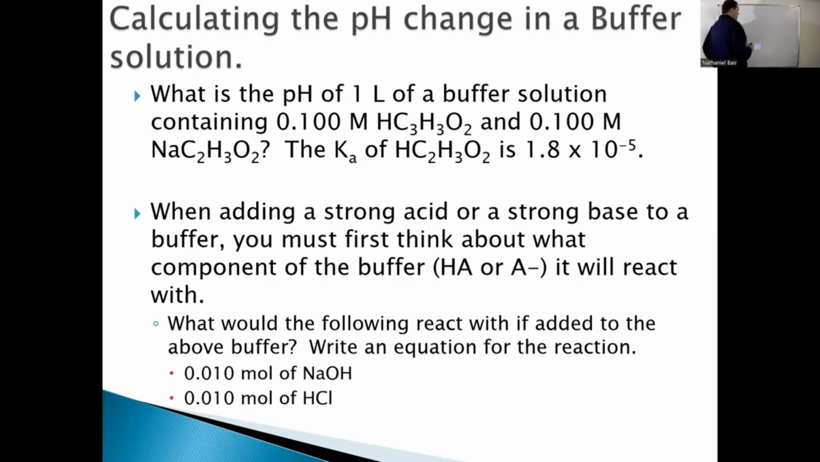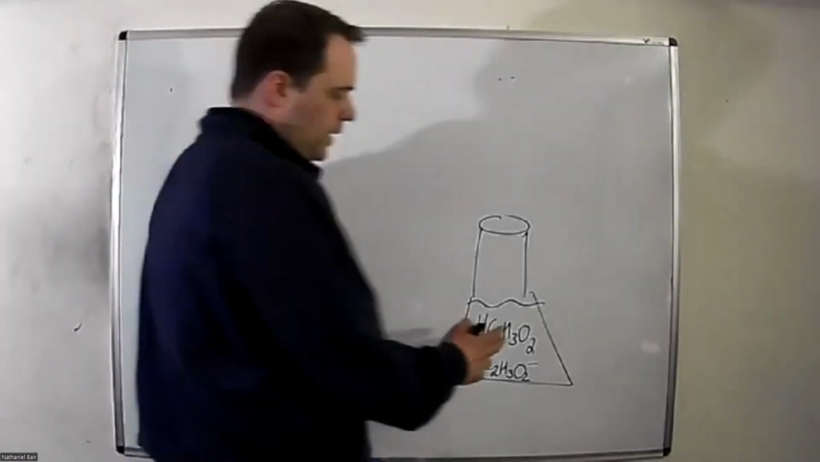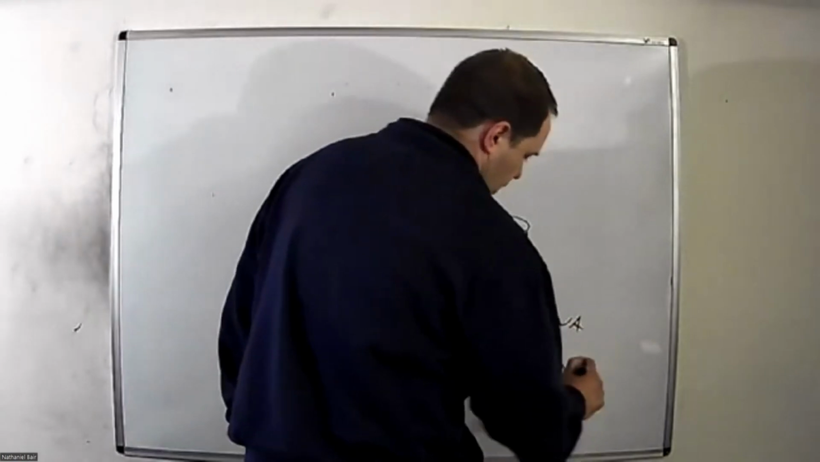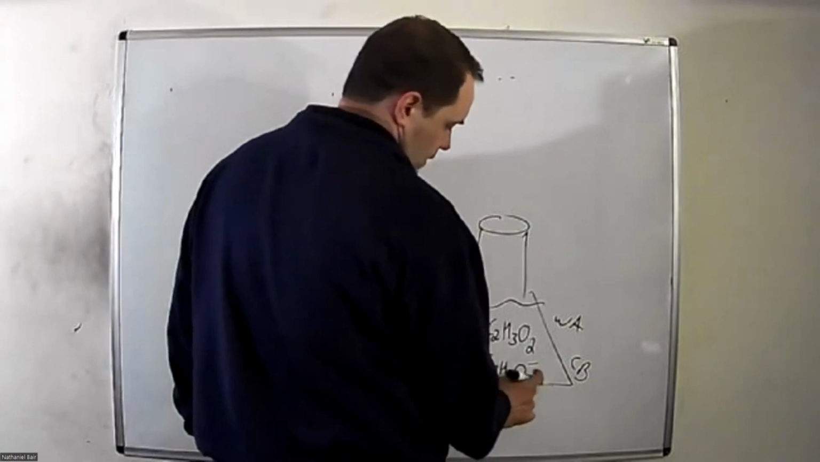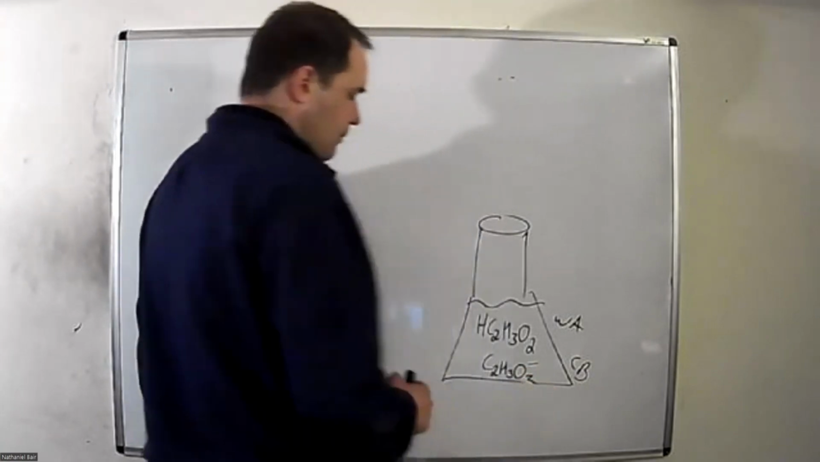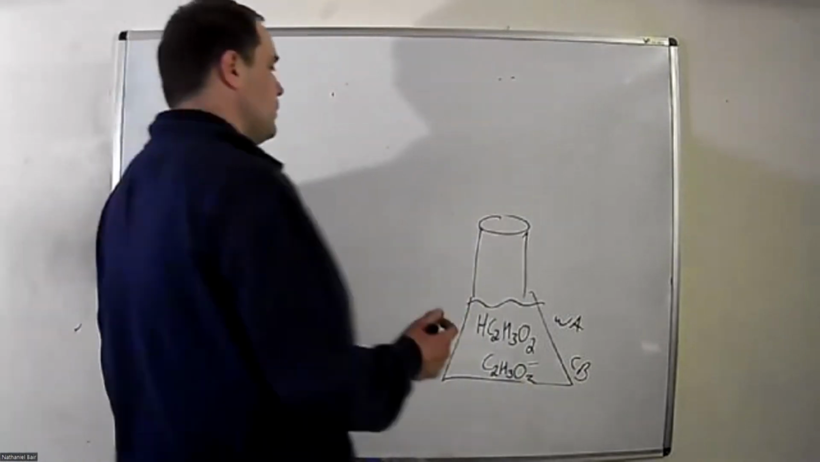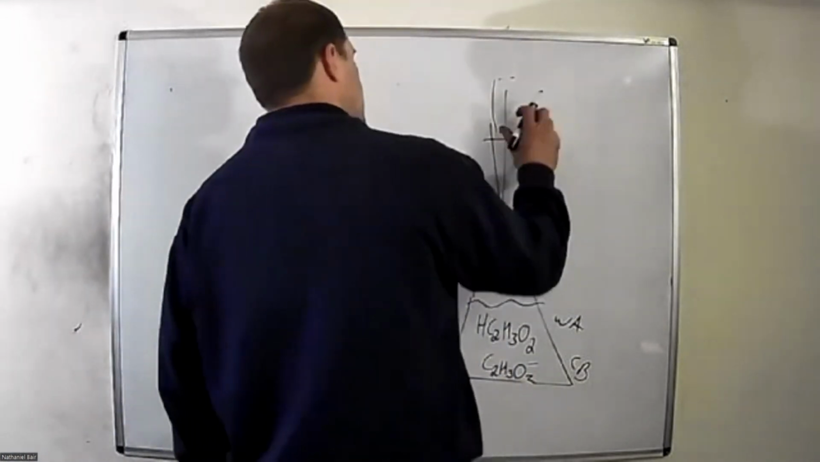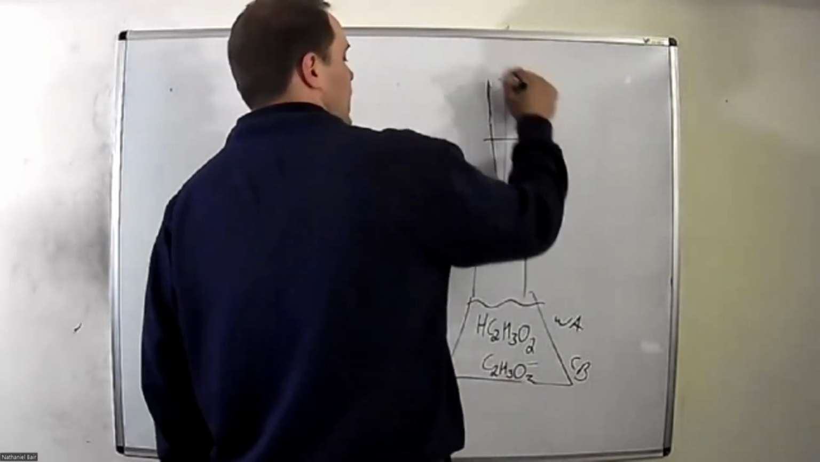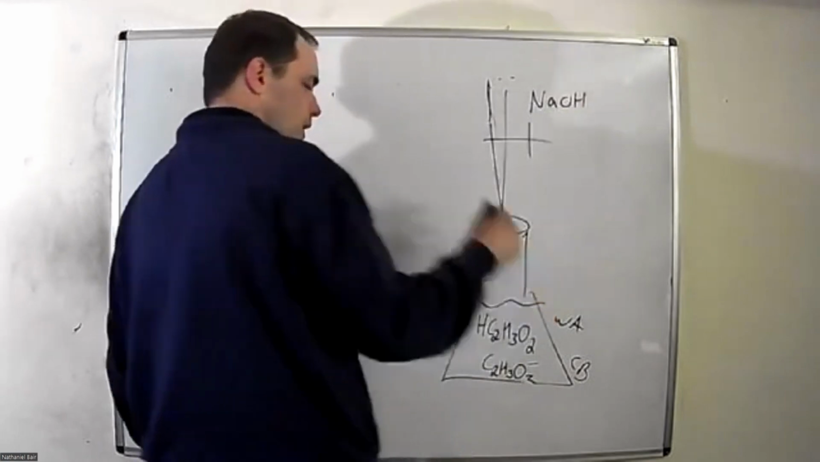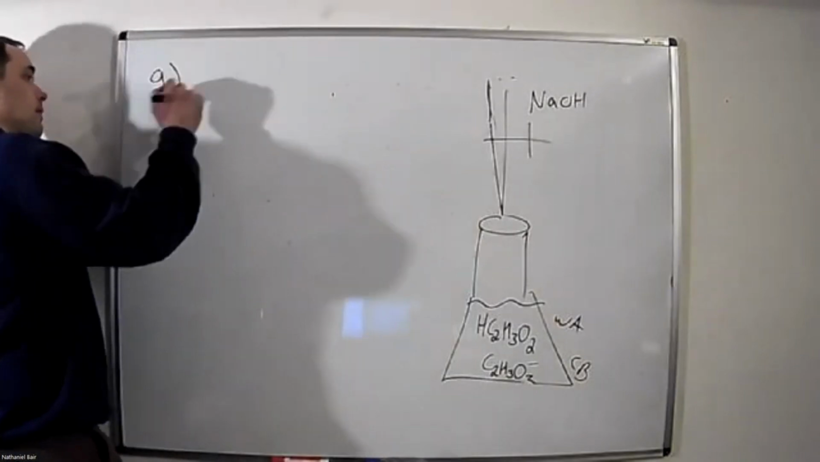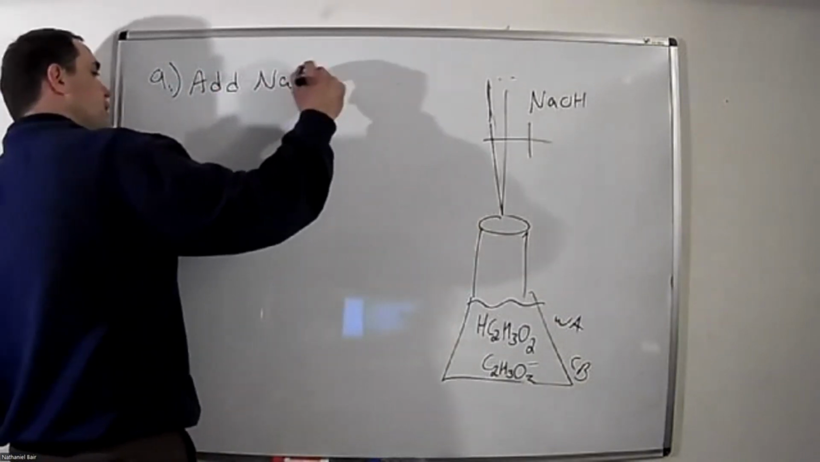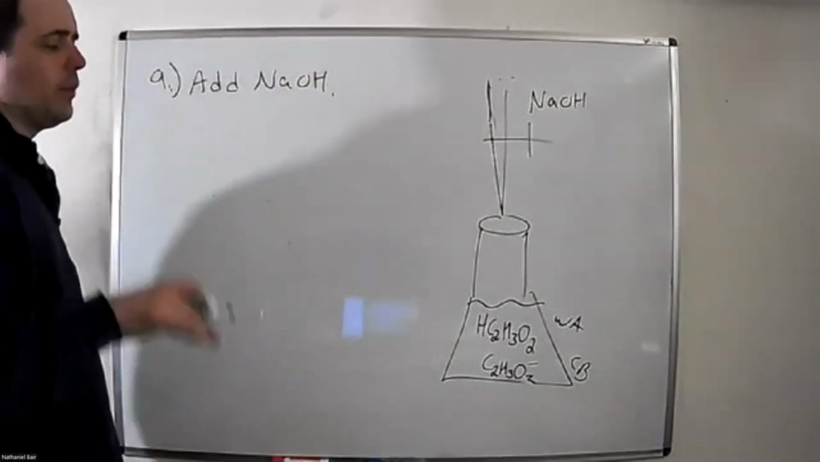So if you give me a second, I'm going to draw our buffer up here. So here's our buffer. We have a weak acid conjugate base buffer. It's got acetic acid and it's got acetate. And here's what I want to do. I want to add two things. I want to add a base, sodium hydroxide, to this buffer. So my question to you is, if I add sodium hydroxide, what is it going to react with?